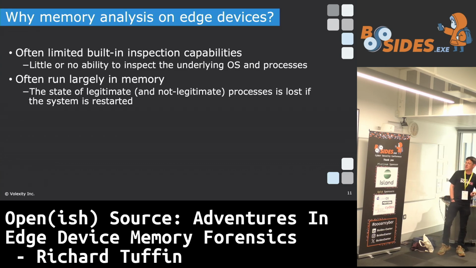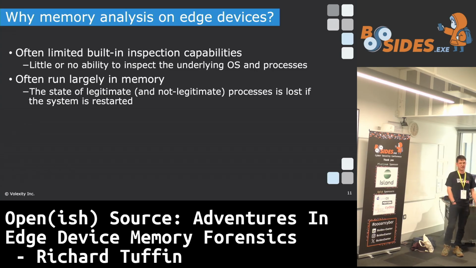Vendors just don't want to give that to you. The other thing is they often run very largely in memory. Whereas with a traditional Linux server, you might be pushing quite a lot of stuff to disk, things like swap files, hibernation files, a lot of detailed logging. Very often with these edge devices, they boot up out of a compressed firmware image, and then everything is in memory. And if that system gets rebooted, it's gone.